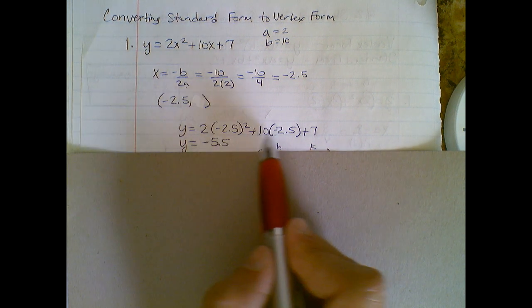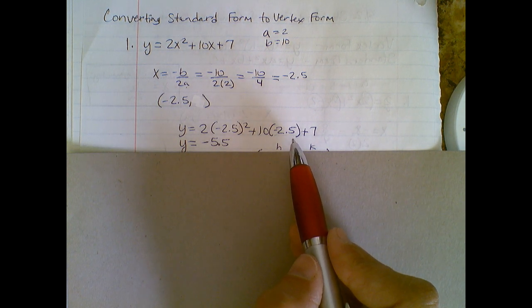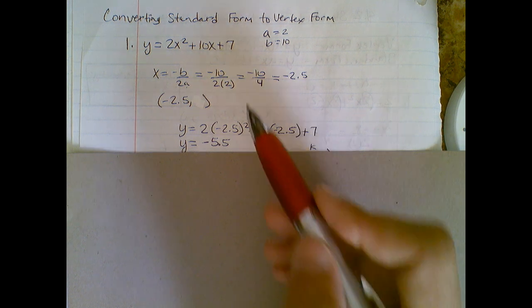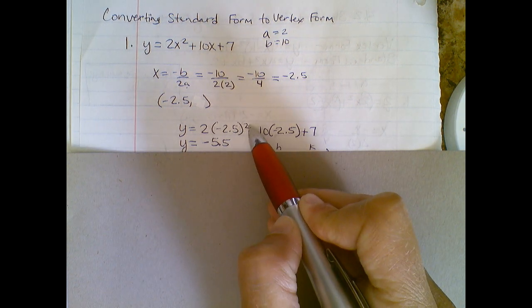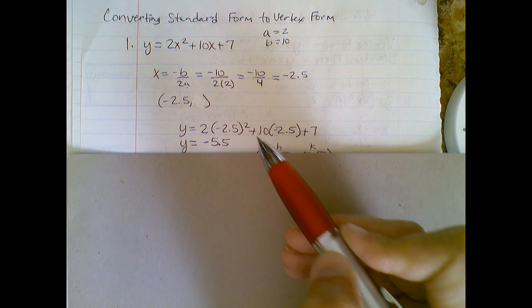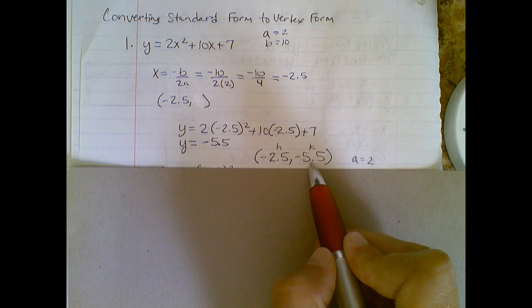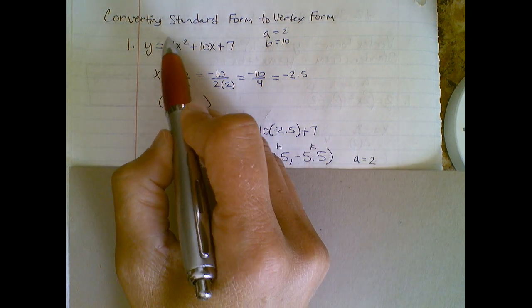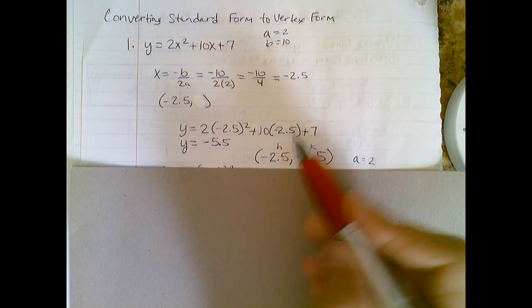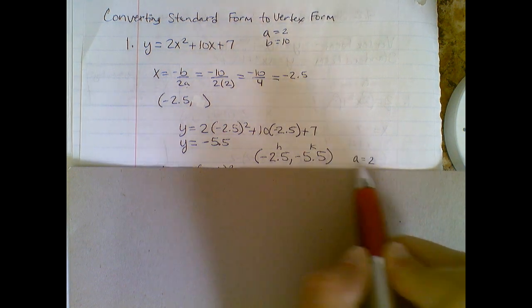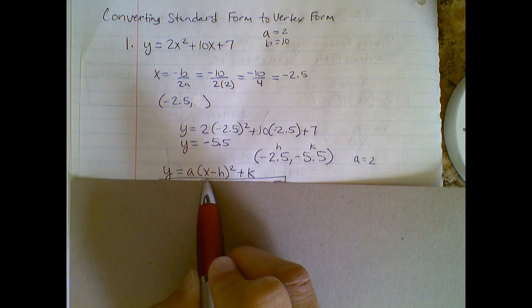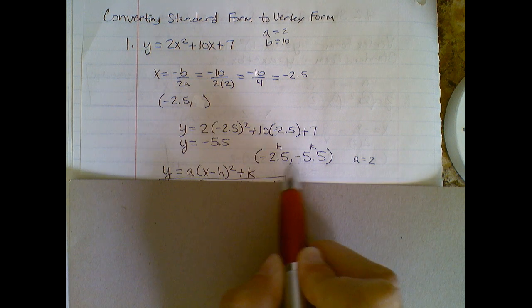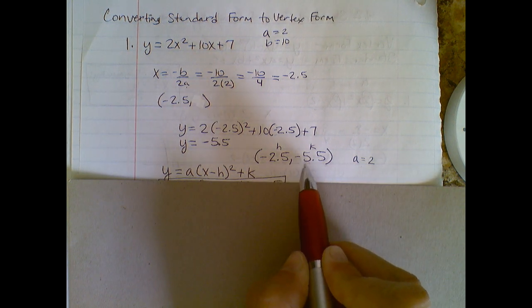And make sure if you're using your calculator, you put in the parentheses, or if you're doing order of operations, you need to do exponents and then multiply. And so then that is going to be our vertex. So from here, if we look back at the original equation, our a is 2. And those are the three things we need, our h, our k, and our a, to be able to put it into our vertex form. And our h and our k is just our vertex.